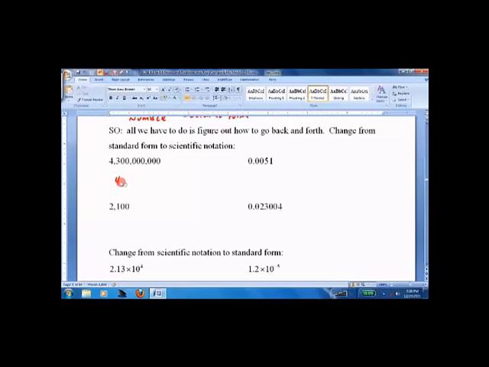So this is 4.3 times 10 to the 1, 2, 3, 4, 5, 6, 7, 8, 9. This is 5.1 times 10 to the negative 1, 2, 3. 2.3004 times 10 to the negative second. 2.1 times 10 to the 1, 2, 3, third.